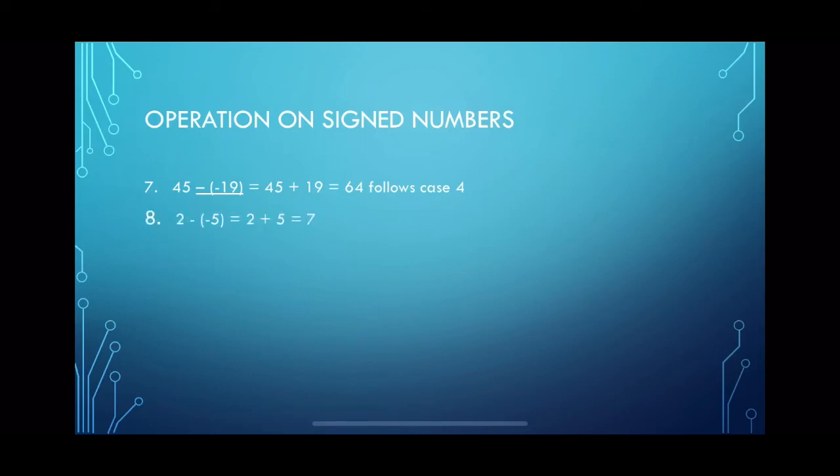So for number 8, the same. 2 minus negative 5, it follows case 4. So it becomes 2 plus 5 is equal to 7. For number 9, we have 10 minus negative 3. So it will become 10 plus 3, which is equal to 13. Negative 21 minus negative 3 is equal to negative 21 plus 3 is equal to negative 18, which follows case 4.